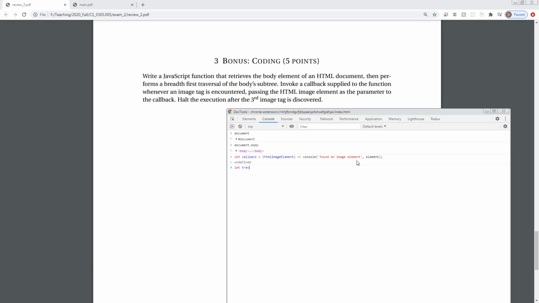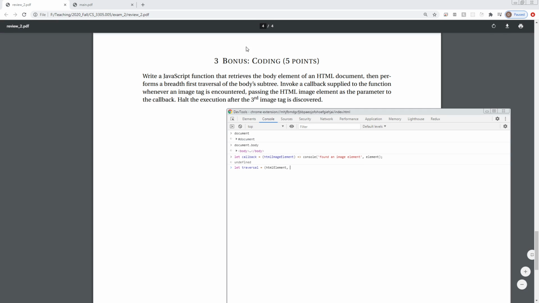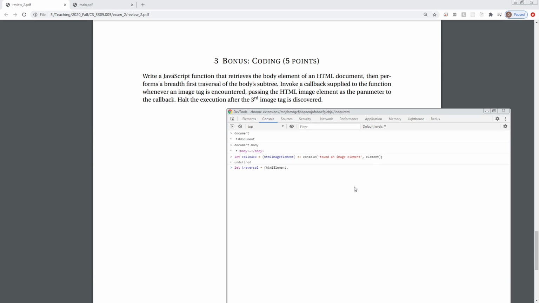Our traversal function would accept an HTML element, not necessarily an image element for this one. And then we want to halt. Our halting condition is that after the third image tag is discovered, we stop looking.